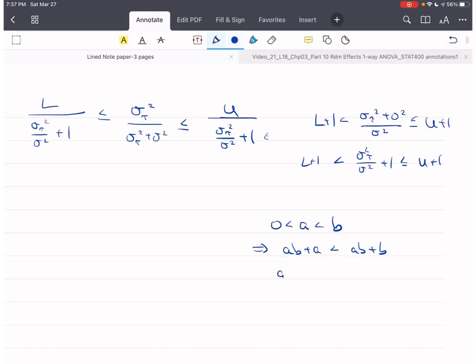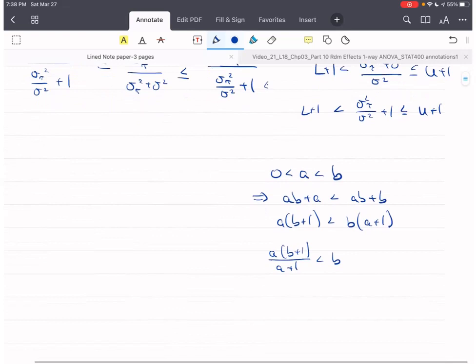And then I'm going to factor AB plus 1. And then I've got B times (A plus 1). Now I'm going to divide both sides by A plus 1. So I get A times (B plus 1) over (A plus 1) is less than B. Now I'm going to divide both sides by B plus 1, and I get A over A plus 1 is less than B over B plus 1.